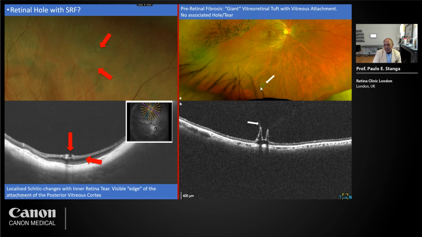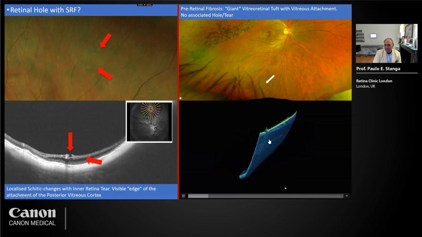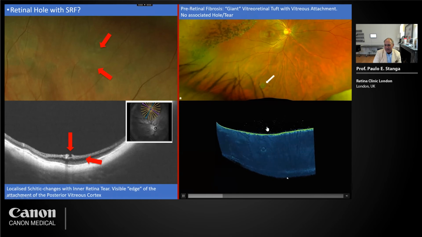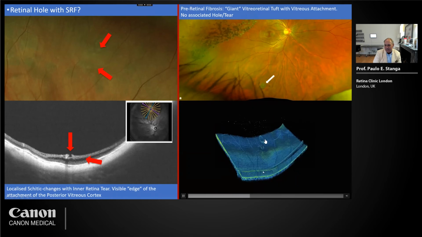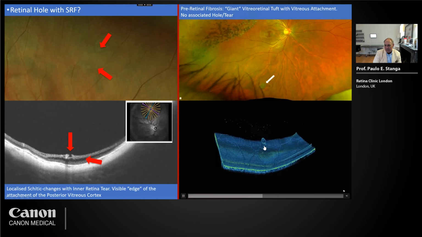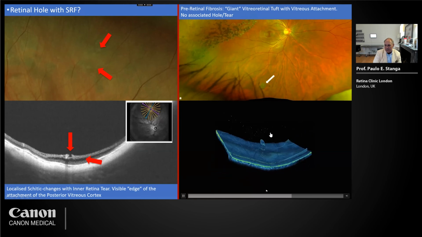This looked like a flat disc of fibrosis, but look at the 3D rendering, clearly not. This is what I call a giant vitreoretinal tuft. Looks like one of those sea creatures that resemble coral, and the vitreous attachment.